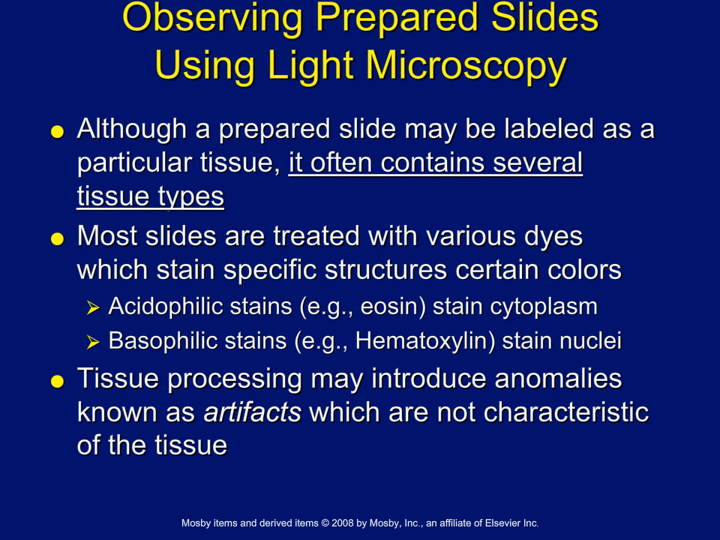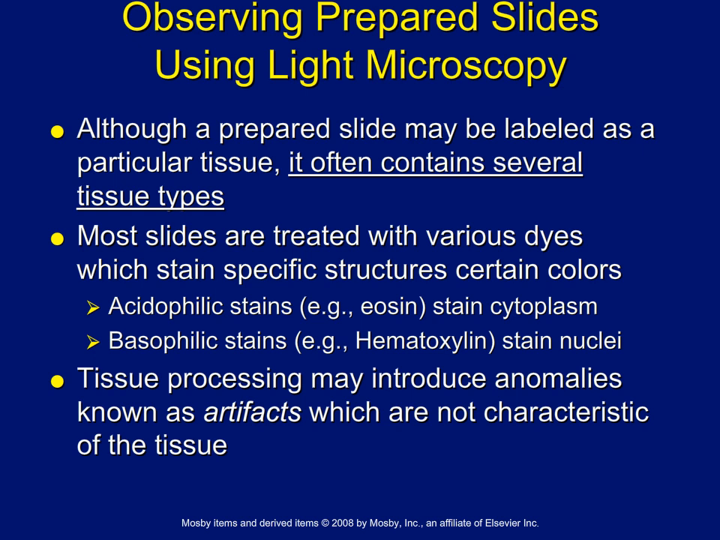Acidophilic stains are things like eosin, which give the cytoplasm, that is the cellular jelly of the organ, this nice sort of pink to orange coloration. On the other hand, basophilic stains like hematoxylin specifically stain the nucleus, and they give it a very dark blue to purple coloration.